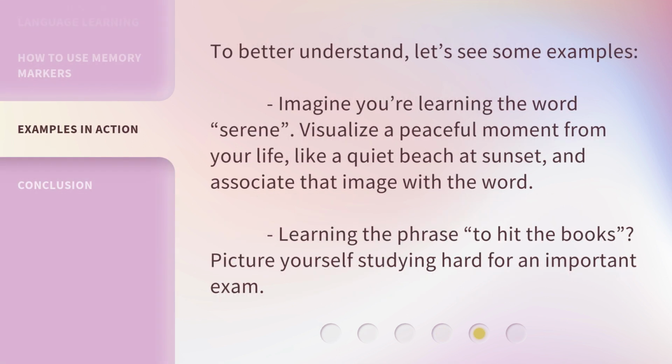To better understand, let's see some examples. Imagine you're learning the word serene. Visualize a peaceful moment from your life, like a quiet beach at sunset, and associate that image with the word. Learning the phrase, to hit the books. Picture yourself studying hard for an important exam.